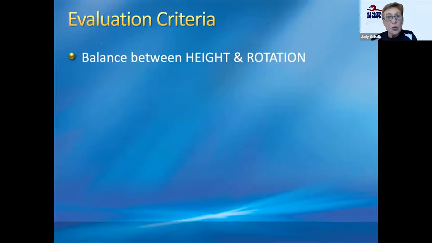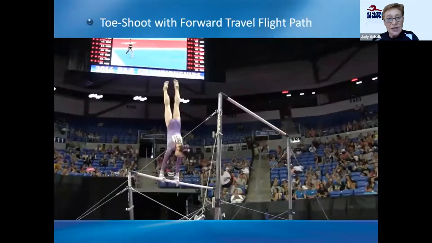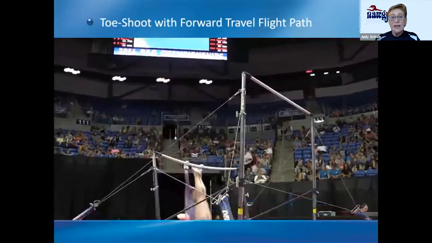If they don't go between the bars, that is, aim their feet above the high bar, it will result in a flat trajectory. And then they'll be too close to the high bar, they'll catch with bent arms and a dead hang with no forward swing into the next skill. So here's an example of what happens when you travel too much on this. She had bent arms, vertical hang.